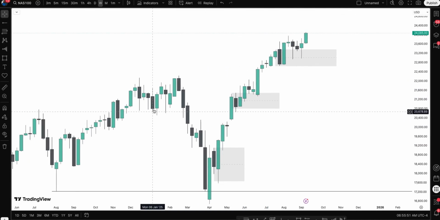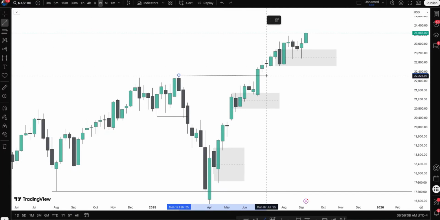Bro, yes, this can be a break of structure to the downside, right? But yeah, we already have the move. It already happened. If it comes again, cool, fine, then we trade it again. But we're not expecting that. We're expecting price to come back to this high.